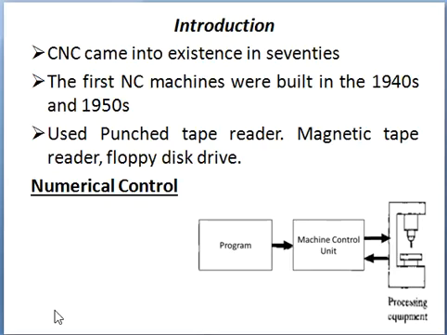So the first NC machines were built in around the 1940s and 1950s, where the machines were in their primitive stage. The set of instructions passed were limited, along with many disadvantages as explained earlier. Okay. Next, now we will start with the numerical control machine.